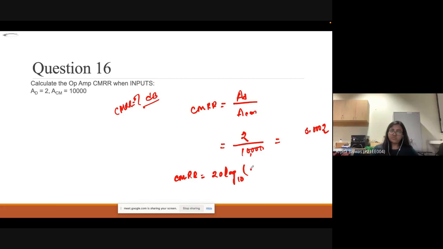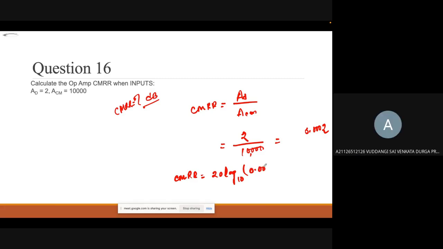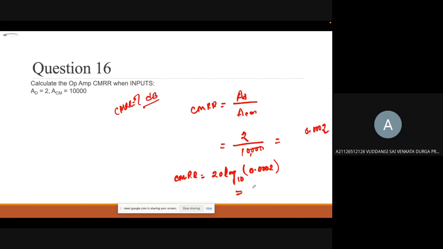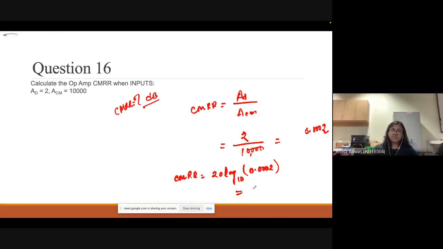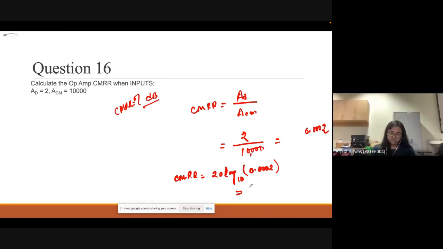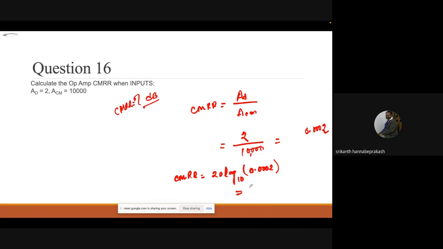And the value of CMRR is 0.002. And what is the value? 1.02. Calculate it carefully. 1.20. Just a minute. What is the value of it? Madam, log base 10, I am getting.